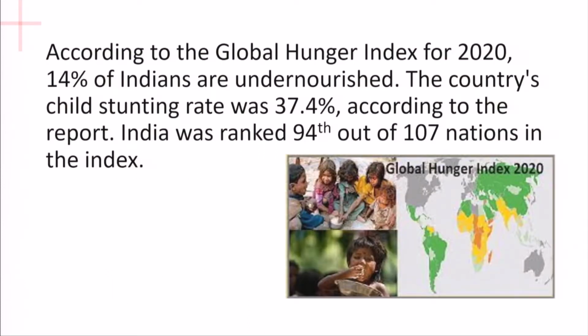According to the Global Hunger Index, the GHI for 2020, 14% of Indians are undernourished. The country's child stunting rate was 37.4% according to this report. India was ranked 94th out of the 107 nations in the Global Hunger Index.